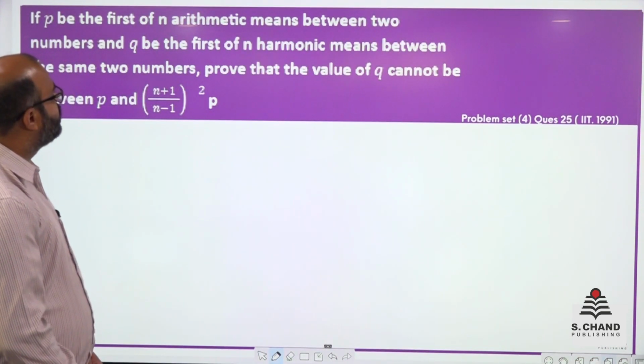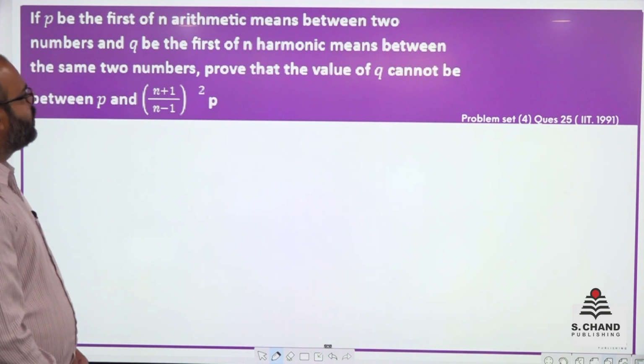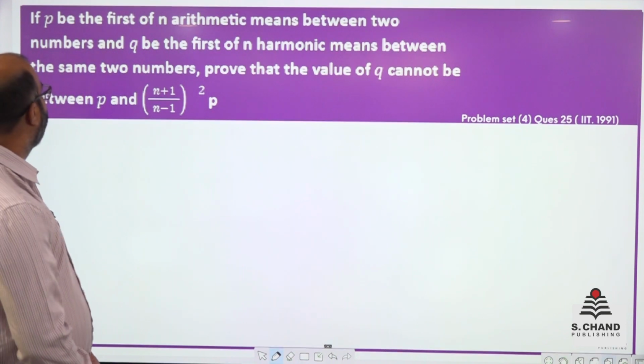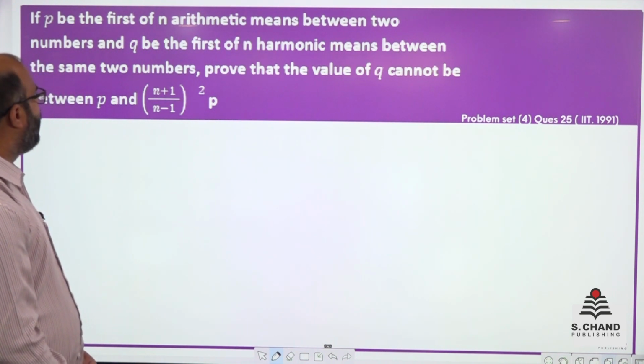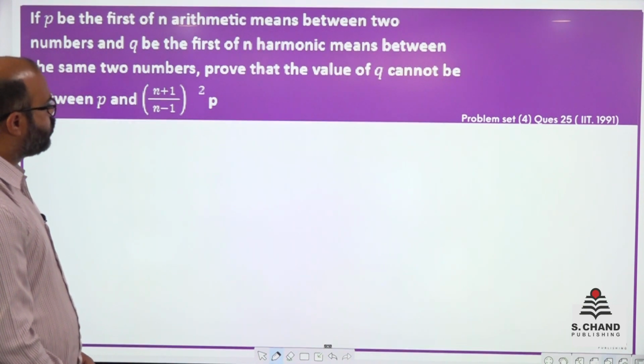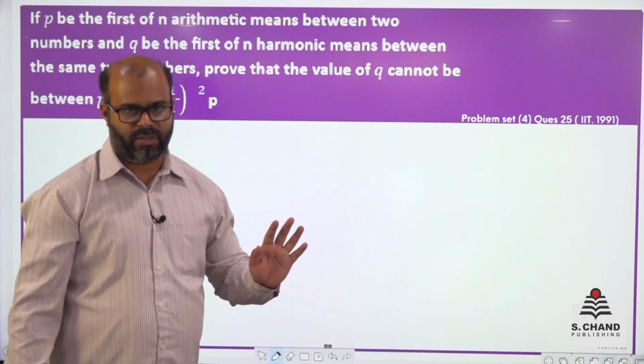If P be the first of n arithmetic means between two numbers and Q be the first of n harmonic means between the same two numbers, prove that the value of Q cannot be between P and ((n+1)/(n-1))² P. So basically we have to find the value of Q here first.